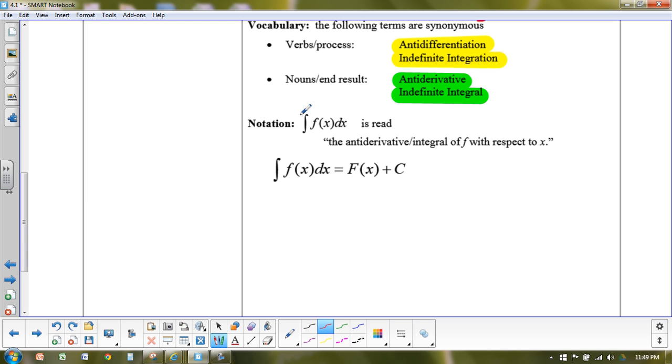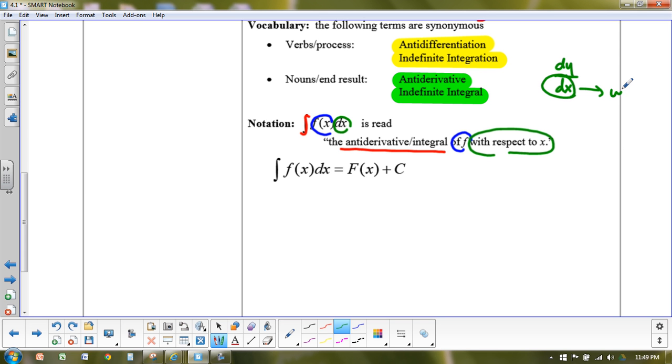Alright, to read an integral out loud, here's how that would work. So you see the integral symbol here. So you would say the antiderivative or the integral of, well then they have to tell you what the function is. So of f, or f of x, and then they have to tell you with respect to what, that's the dx part. So like for derivatives, you used to say dy dx, and that part told you with respect to x. Now you have your integral part and then dx, and that means the same thing, with respect to x.